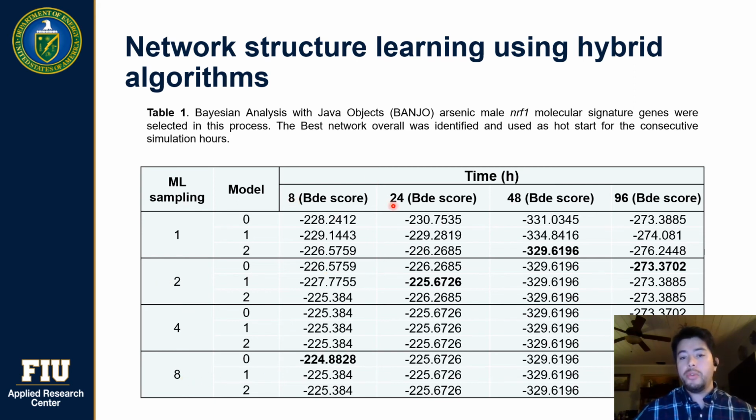We have 8 hour, 24 hour, 48 hour, 96 hours, and the best structure from this category was introduced into the 2-hour component, and the best structure from this 2-hour component was introduced into the 4-hour, making and choosing the best network in the overall simulation. We did the same thing for 8, 24, 48, and 96 hours.